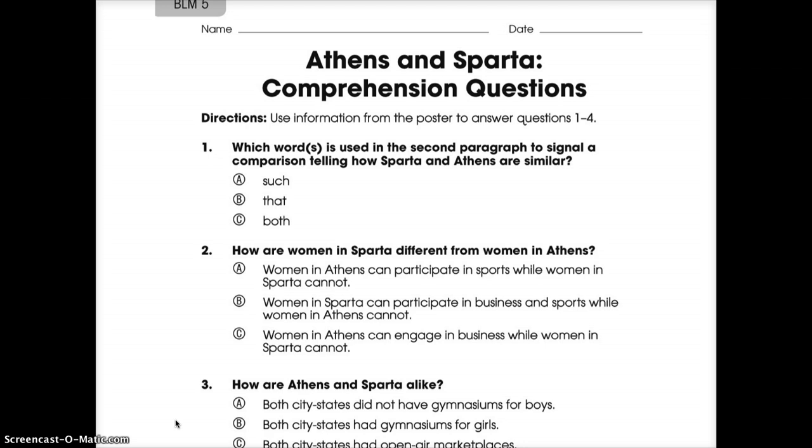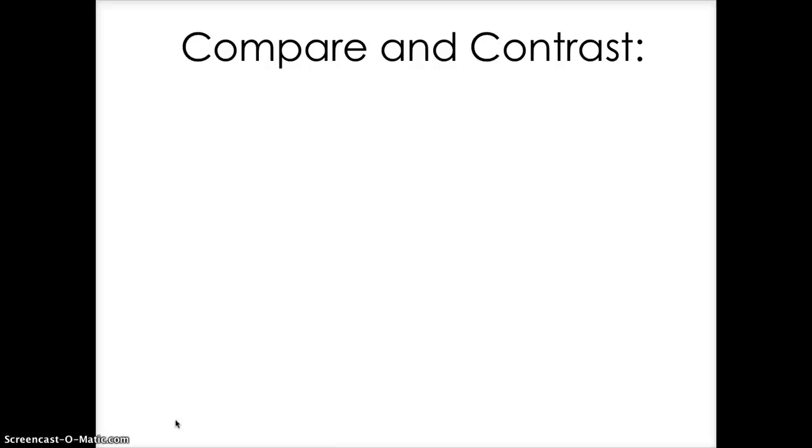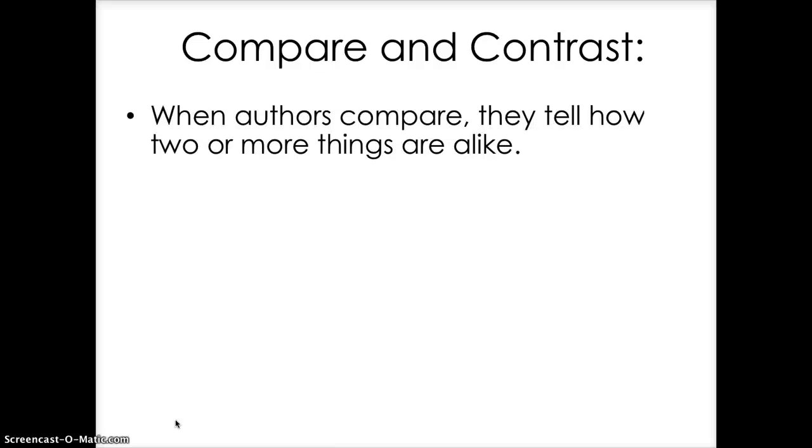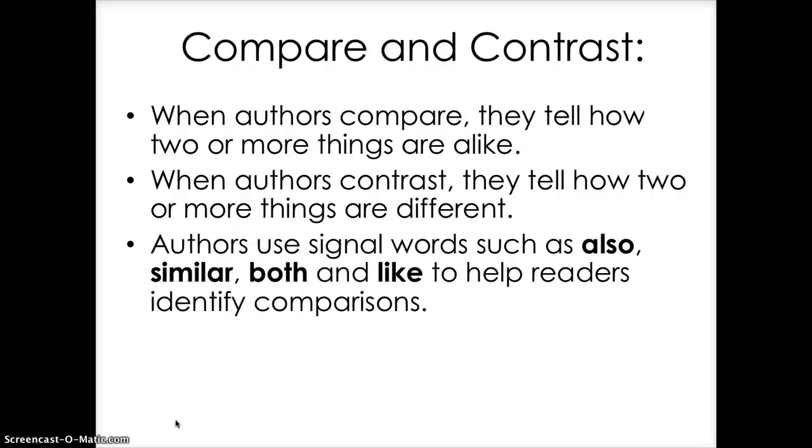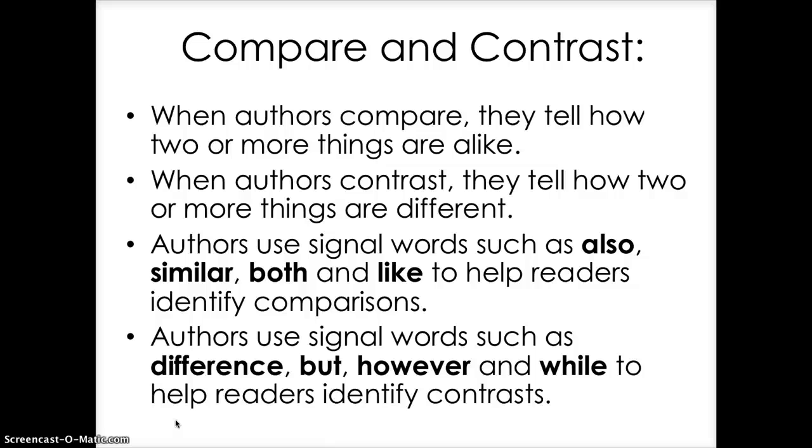All right, so in closing, let's just review compare and contrast. When authors compare, they tell how two or more things are alike. When authors contrast, they tell how two or more things are different. Authors use signal words such as also, similar, both, and like to help readers identify comparisons. And they also use signal words such as different, but, however, and while to help readers identify contrast.